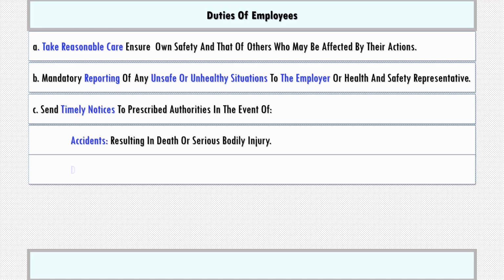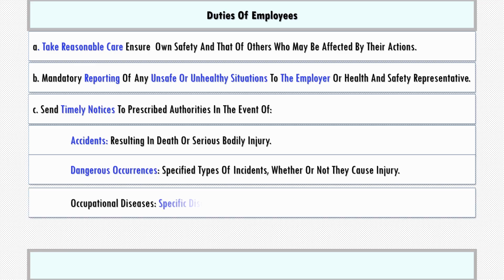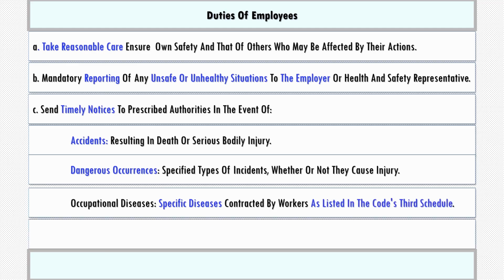or dangerous occurrences, specifying the types of incidents, whether or not they cause injury, and occupational diseases, which are specific diseases contracted by workers as listed in the code's third schedule.